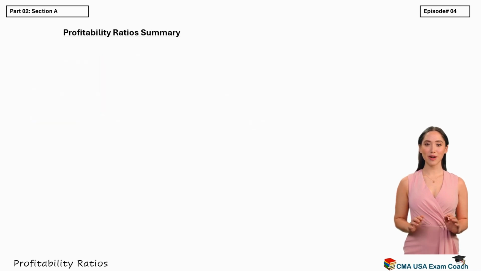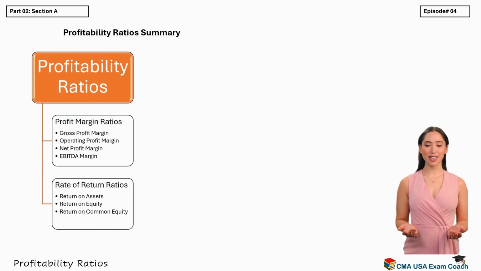To summarize, profitability ratios help assess how effectively a company generates profit from its sales, assets, and equity. These ratios are crucial for evaluating a company's financial health and efficiency. The profitability ratios we discussed are gross margin ratio, which measures the percentage of revenue remaining after subtracting the cost of goods sold. Operating margin ratio, which shows the percentage of revenue left after covering operating expenses, excluding interest and taxes. Net profit margin ratio, which indicates the percentage of revenue that turns into profit after all expenses are deducted.